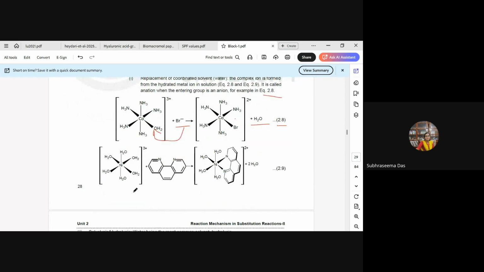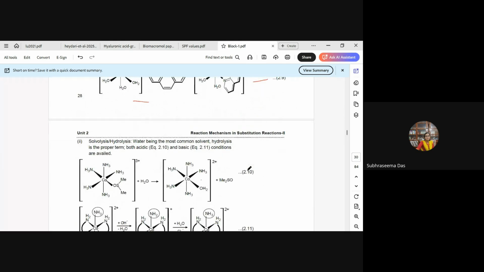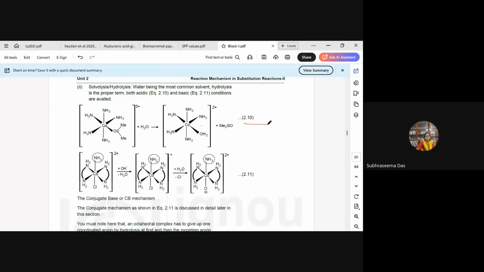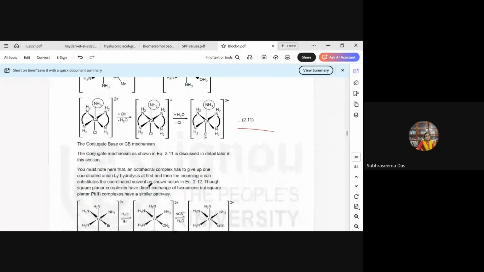Similar is the case for this type of molecule for the nickel complex. Two molecules of water come out, and then we have the complex. Then there is solvolysis. Solvolysis is the general term for any solvent, and water being the most common solvent, when we use water it is called hydrolysis. So here is hydrolysis, in both acidic and basic medium, shown in figures 2.10 and 2.11.